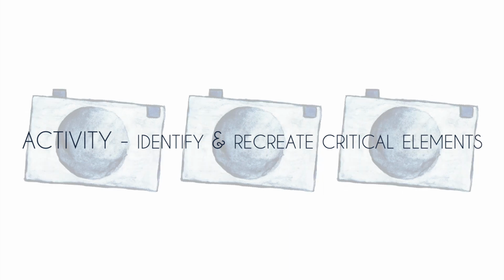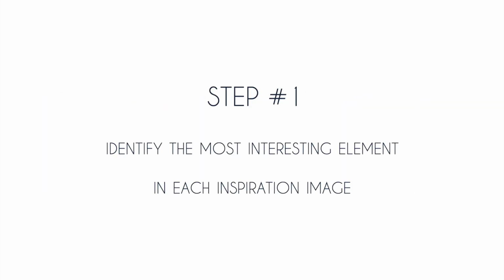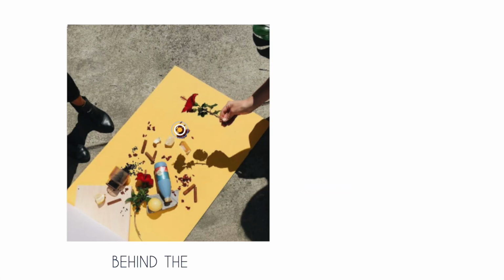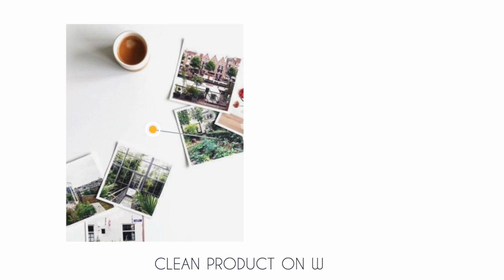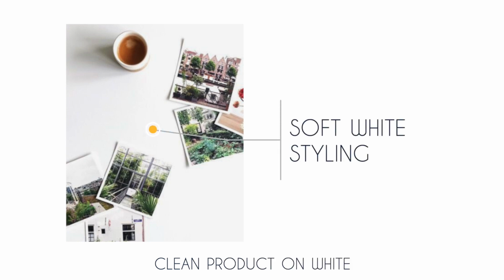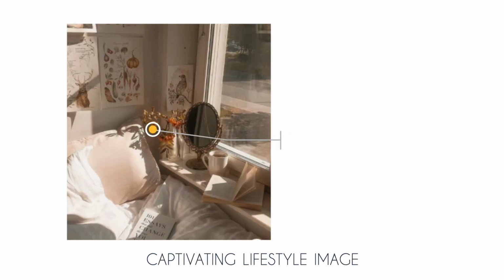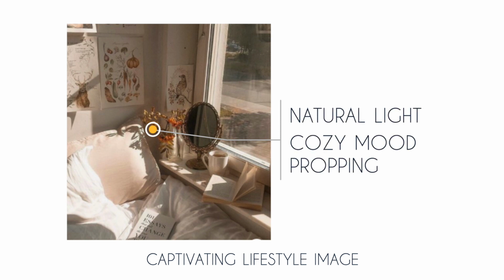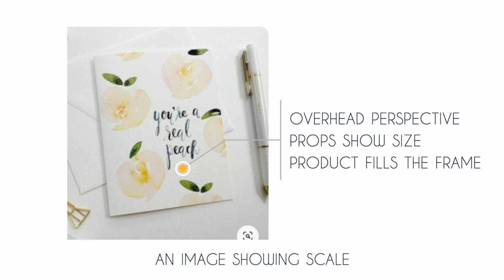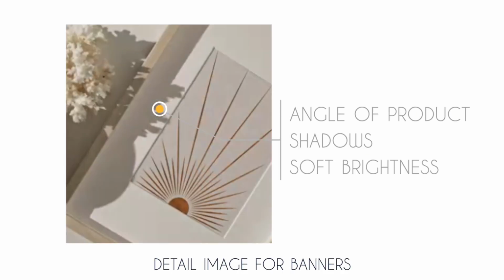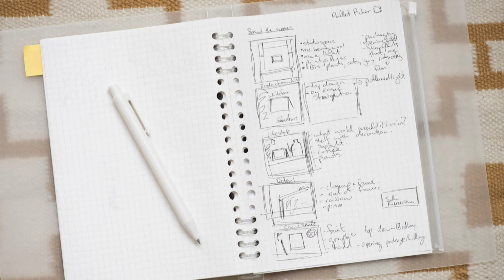Activity: identify and recreate critical elements. Step 1. Identify the most interesting element in each inspiration image. So let's figure out what the most important thing in your image is. What do your inspiration images make you feel? Some questions to ask yourself could be, which element makes you feel like that? What could you remove from the frame and still tell the same story? What is essential? Write down, circle, sketch out the most important or interesting parts of each of your inspiration images.